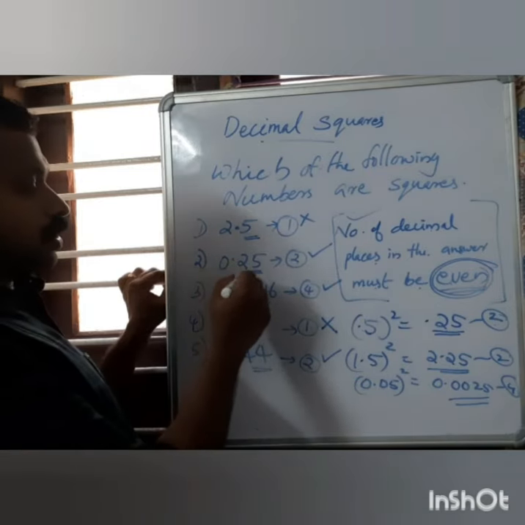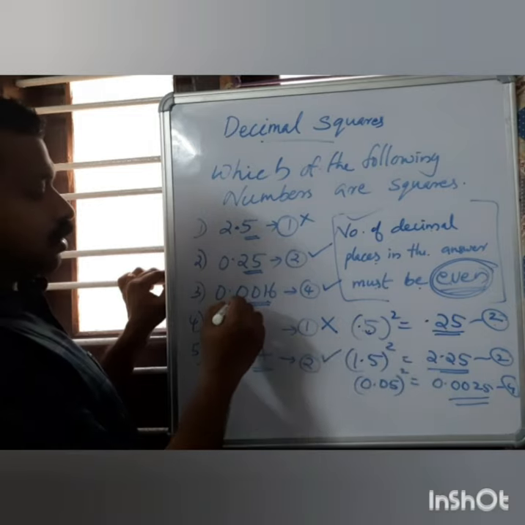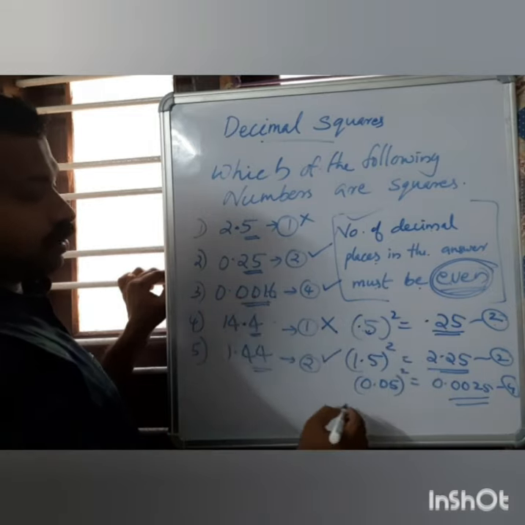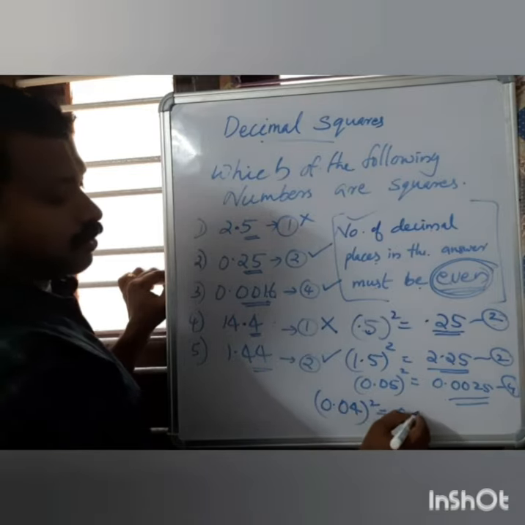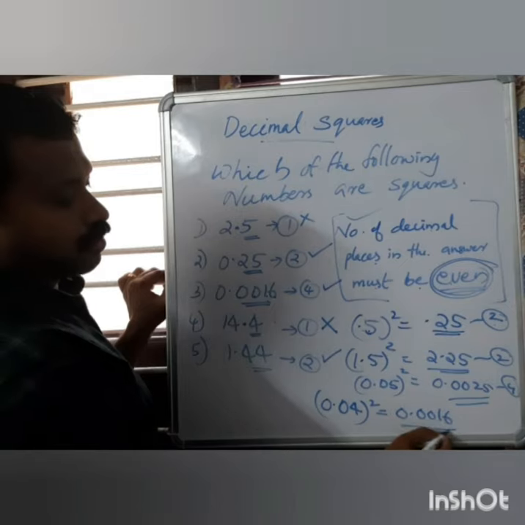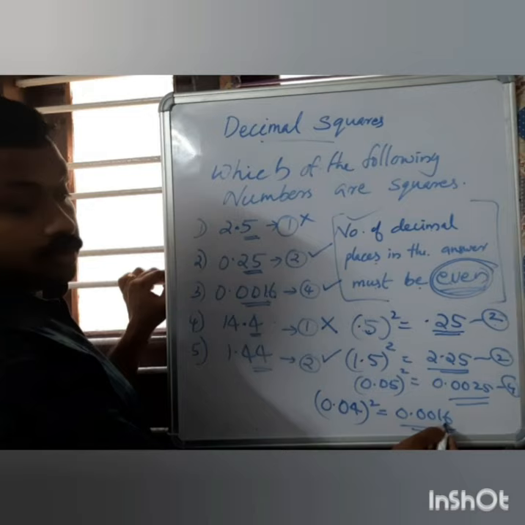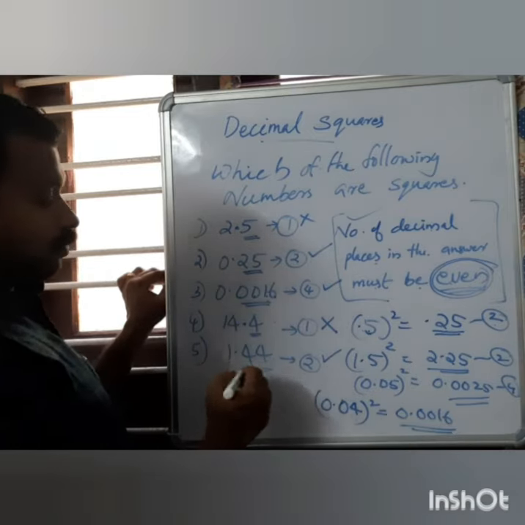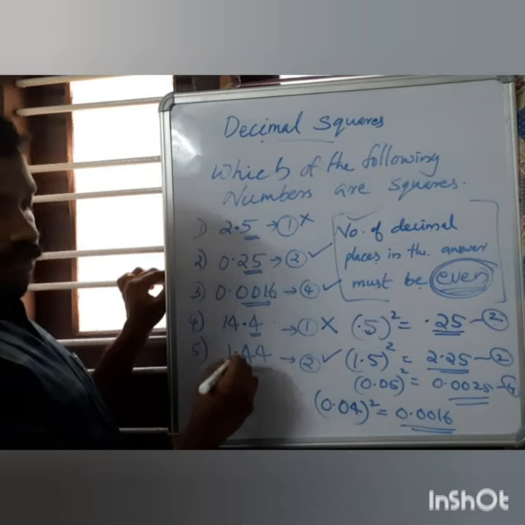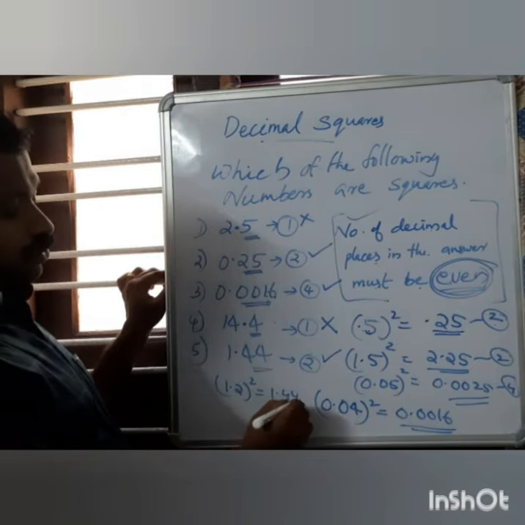So 0.25 is a square of which one? 0.5 square. And 0.0016 is the square of which number? 0.04. 0.04 square is 0.0016. Square of 4 is 16. So here 2 decimal places, in the answer there should be 4 decimal places. And what about this 1.44? Which is the root of this? It is 1.2 square. 1.2 square is 1.44.